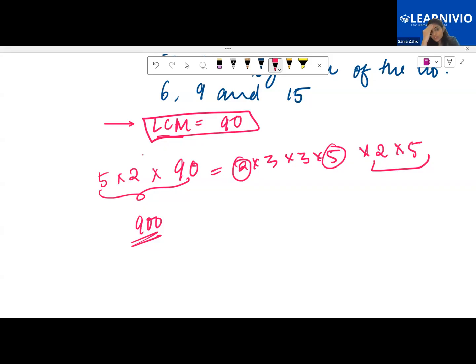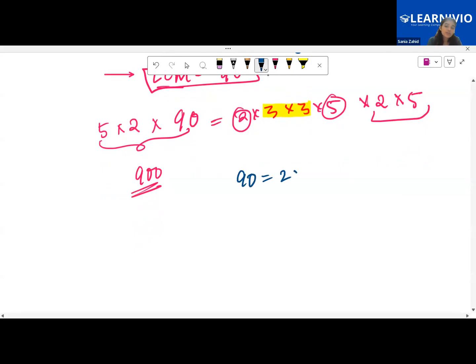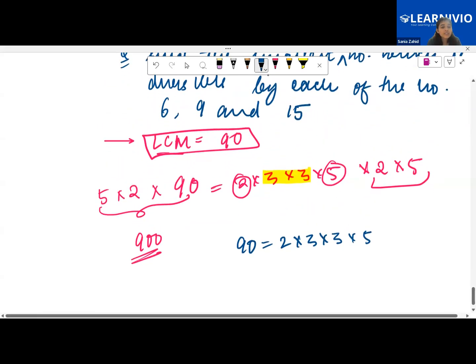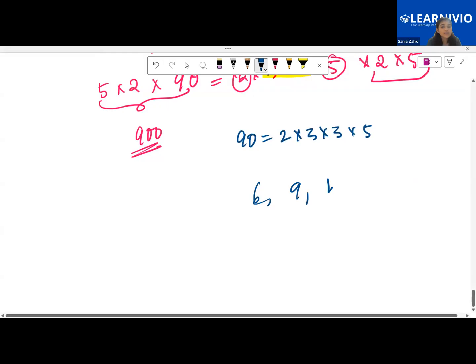Ma'am, so the answer is 900. Yes, the smallest square number which is divisible by 6, 9 and 15 is 900. Ma'am, could you explain how to get the answer? See, very simple. What I did was, can you clearly see that you have only one pair over here, which is 3 into 3. See, 90 is written as 2 into 3 into 3 into 5. Then could you explain how did you get 90 as the answer? 90 is the LCM. How do you find the LCM of 6, 9 and 15?